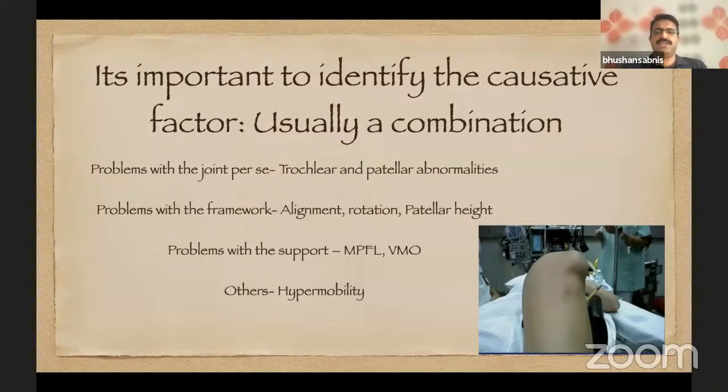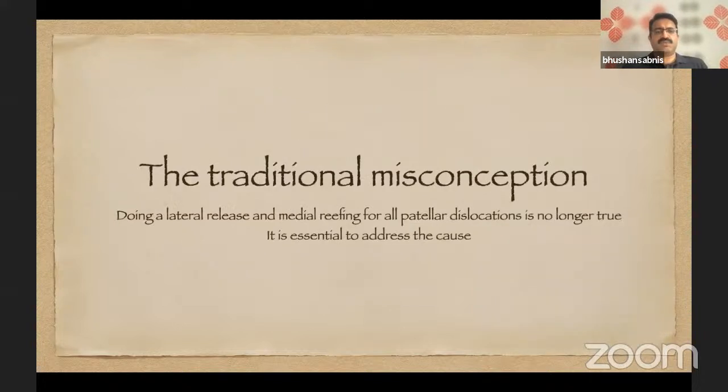Normally, it's usually a combination of factors which lead to recurrent patellar instability. There'll be trochlear abnormalities and patellar abnormalities. There'll be problems with the framework. That means there'll be alignment issues, rotation issues, patellar height issues. There will be problems with the support such as MPFL and VMO. And there are other problems such as syndromic or hypermobile patients as such. So we need to solve the problem and come to the solution and not treat the effect.